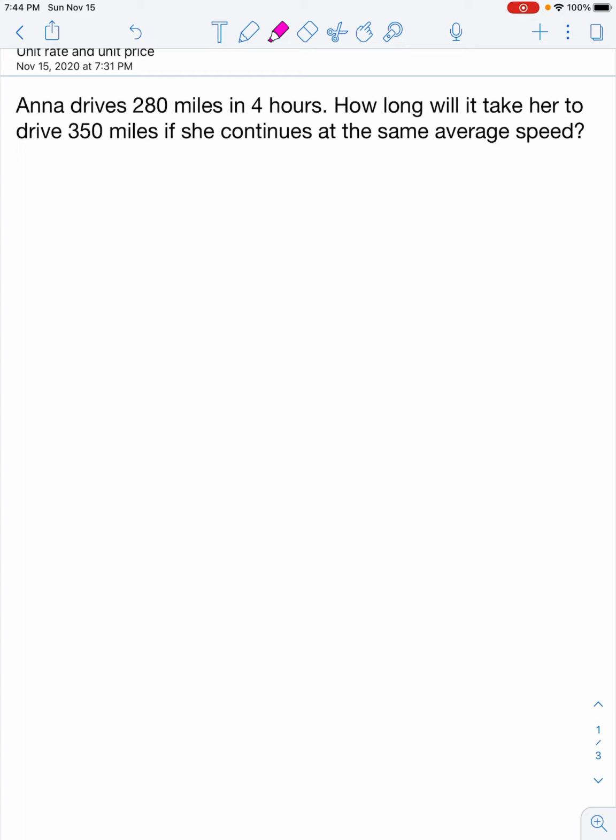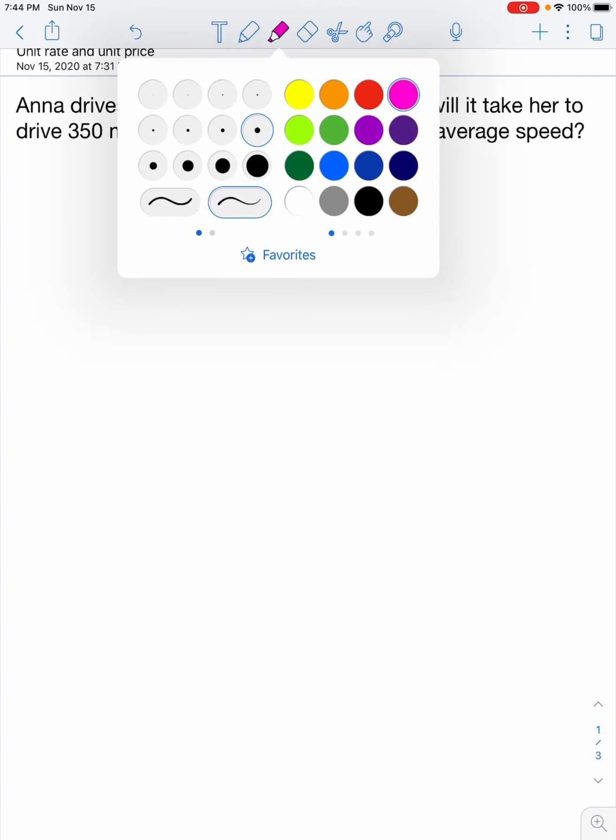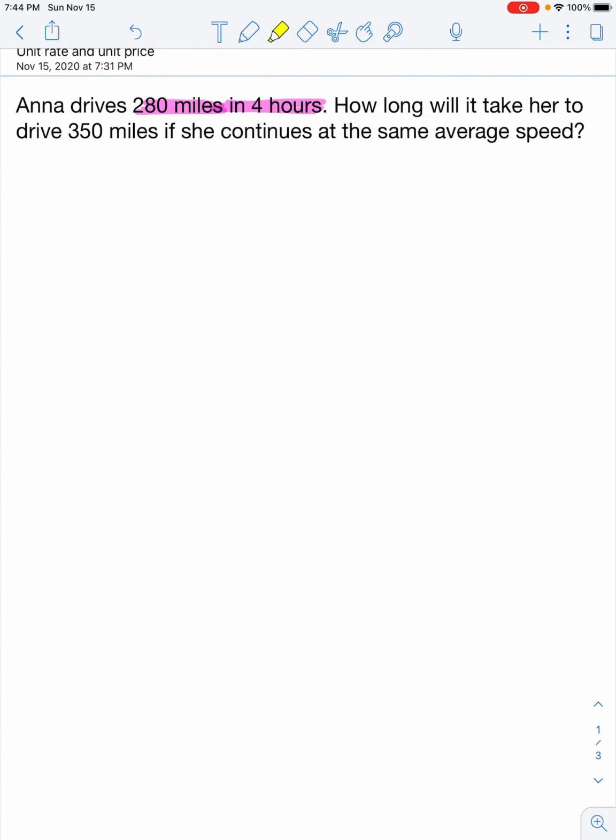And when we plan a trip, a lot of the time, we need to know things like this. So let's see. Anna drives 280 miles in 4 hours. That's important. And what do we want to know? We want to know how long will it take her to drive 350 miles at the same speed. So, again, we can use a ratio table or we can set up a proportion. So, let's do a ratio table first.